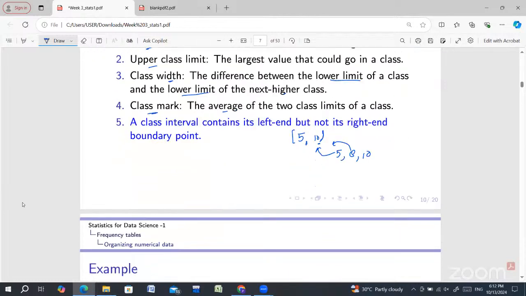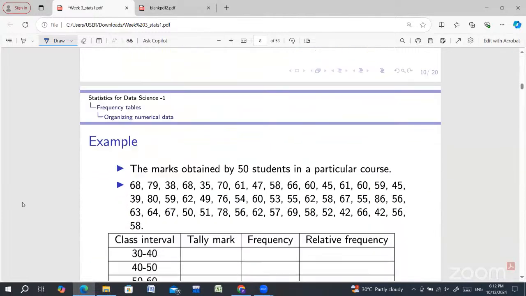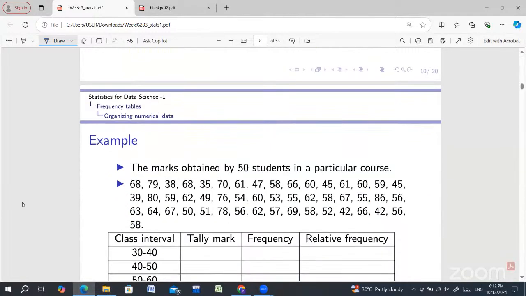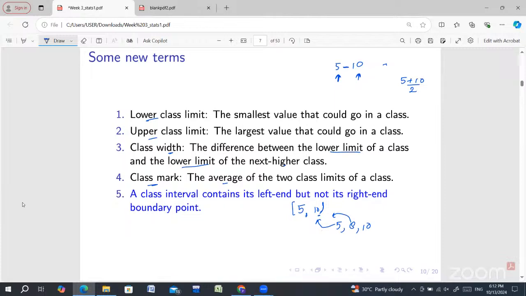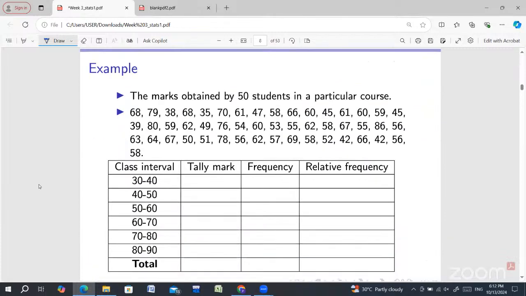Okay. Now let's see an example. Ma'am, can you please scroll up? So class mark is the average of the upper limit and the lower limit, right? Yeah, of the same class, of that particular class. Okay, ma'am. Yeah. So now let's see the example.